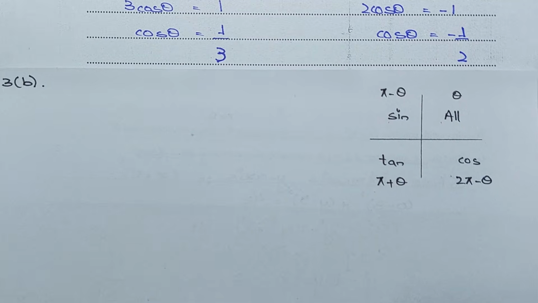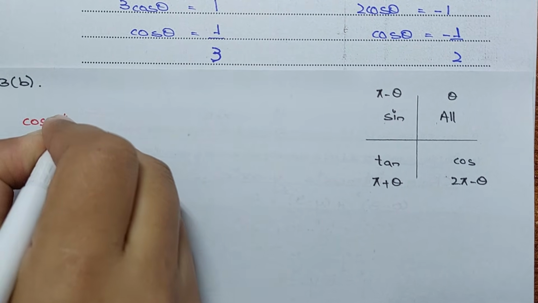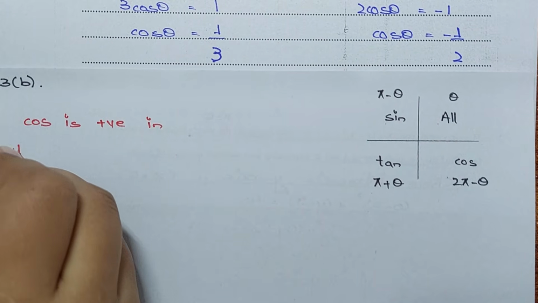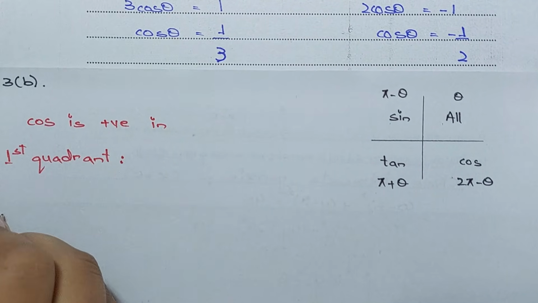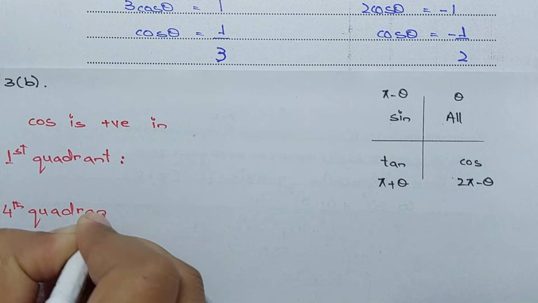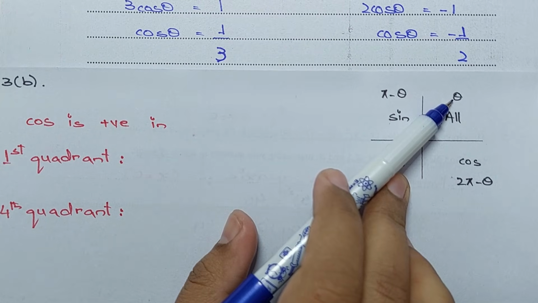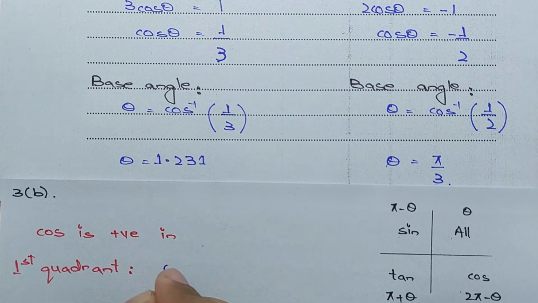Now here we can say that in this equation cos is positive. Cos is positive in the first quadrant and in the fourth quadrant, first and fourth, right? So what is the operation for the first quadrant? For the first quadrant, theta is the base angle. So here theta is the base angle, 1.23 radians.